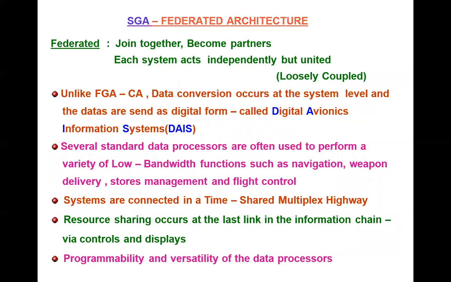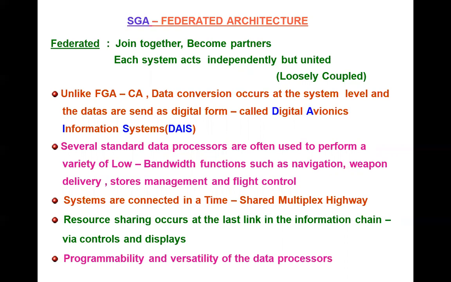Next, second generation architecture, that is federated architecture. So in the federated architecture, systems are joined together and become partners. Each system acts independently but united. Simply we can say it will be acting as a loosely coupled system. So each and every system will act independently, but it will be joined together in the design.